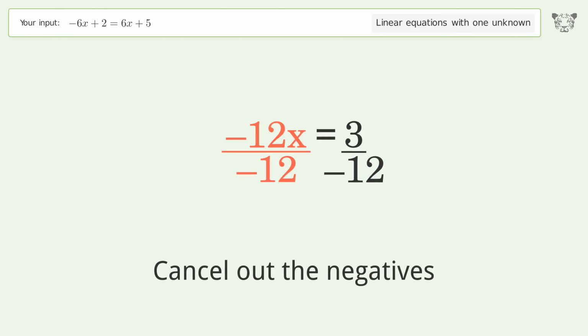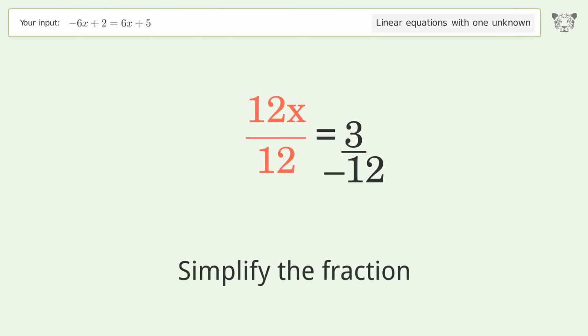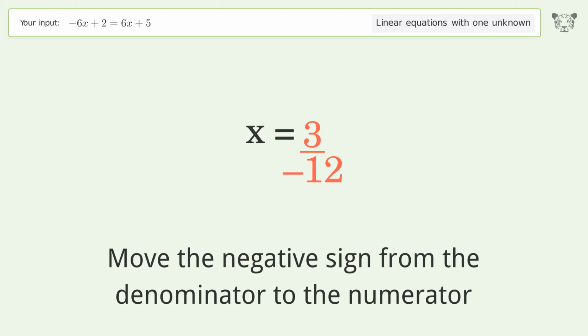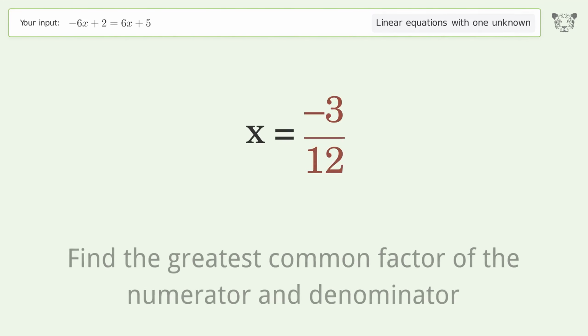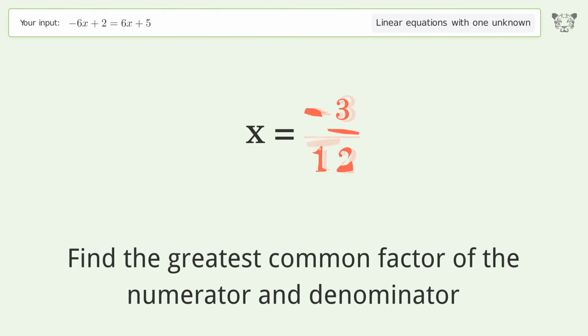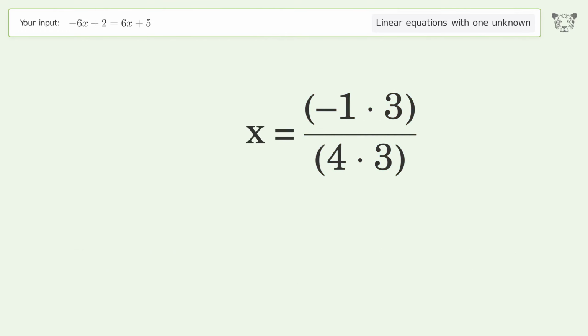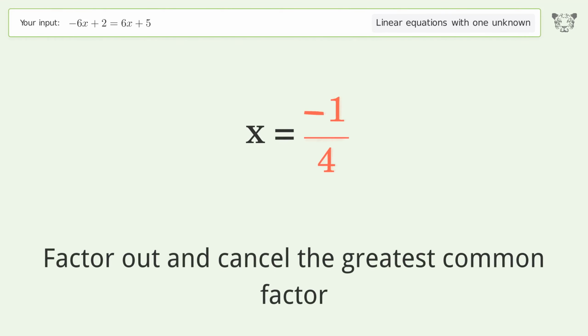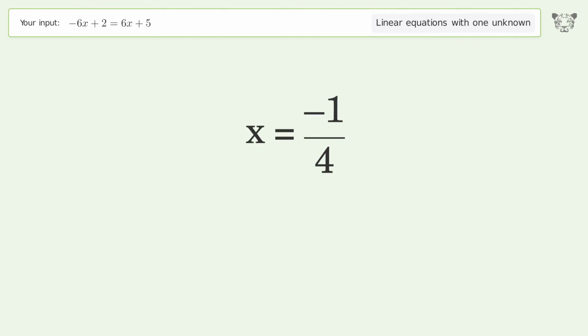Cancel out the negatives. Simplify the fraction. Move the negative sign from the denominator to the numerator. Find the greatest common factor of the numerator and denominator. Factor out and cancel the greatest common factor. And so the final result is x equals -1/4.